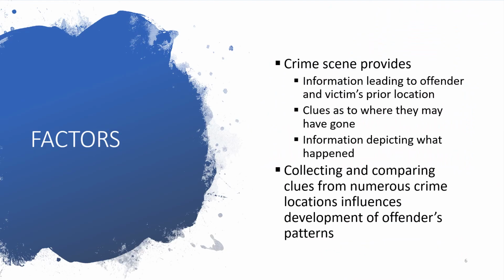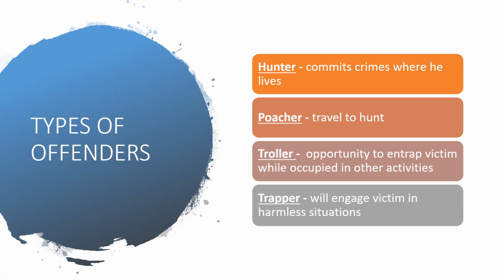The crime scene itself will contain evidence which can provide information leading to the offender and the victim's prior location, as well as clues as to where they may have gone, and also clues which might depict or explain what actually happened between them. So, collecting and then comparing the clues or evidence from the various crime locations will inform investigators as they develop the offender's patterns, which ultimately can be plotted on a map that may lead to his or her residence. This slide looks at several types of offenders or predators.